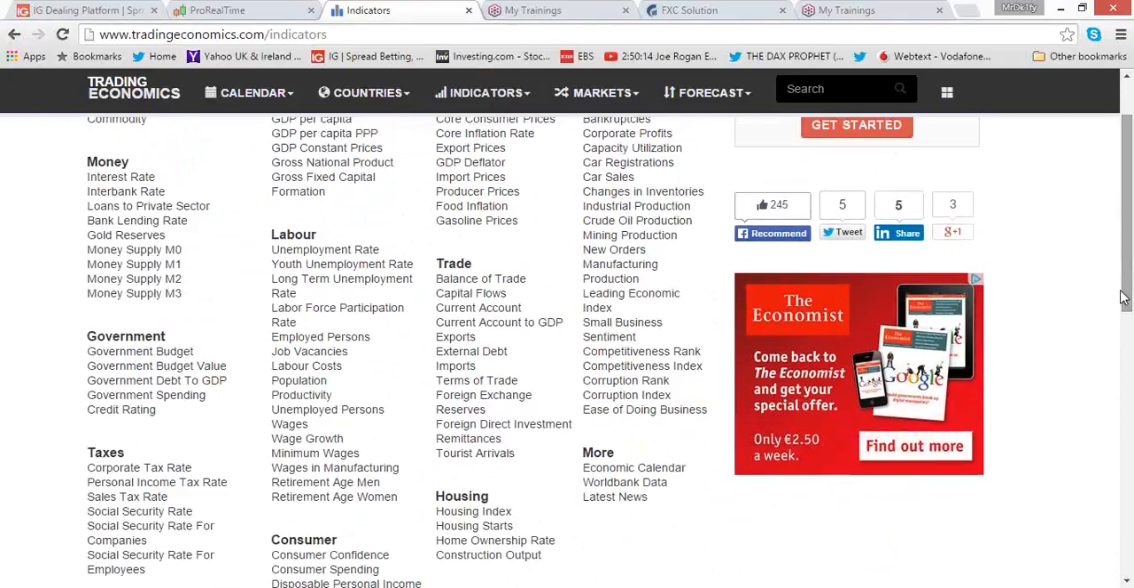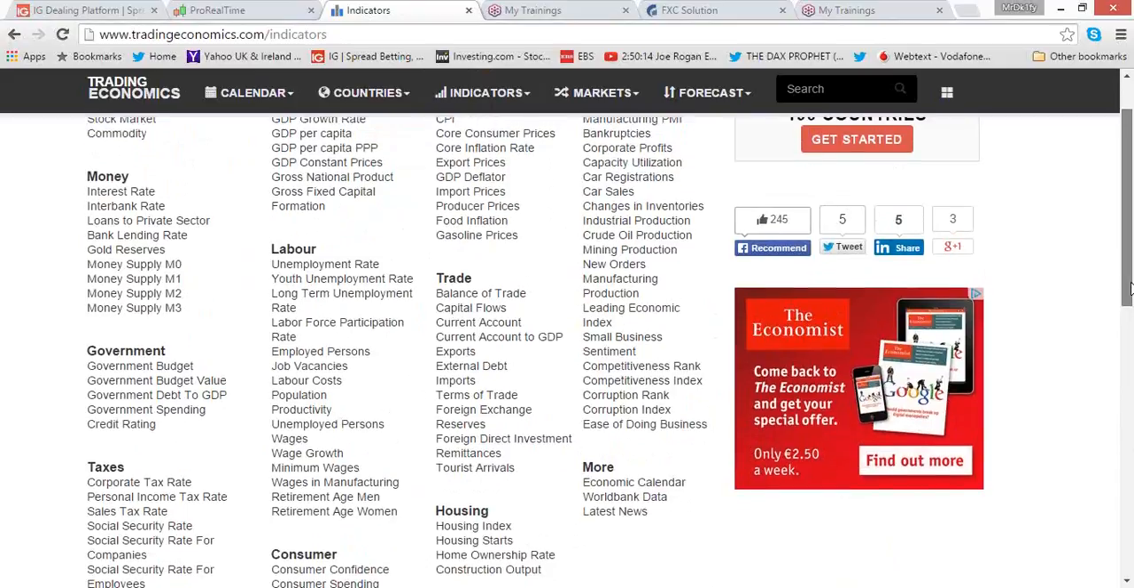So small business sentiment. New businesses entering an economy is another indicator of economic health. Small businesses can contribute significantly to gross domestic product as they introduce innovative ideas and products that will stimulate growth. So that's your small business indicators.